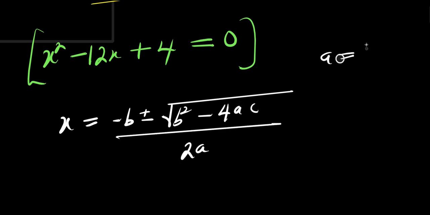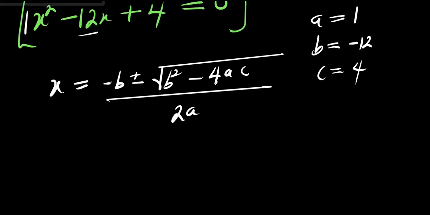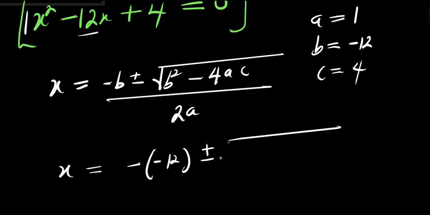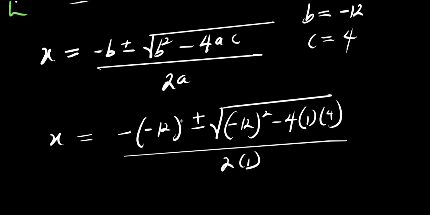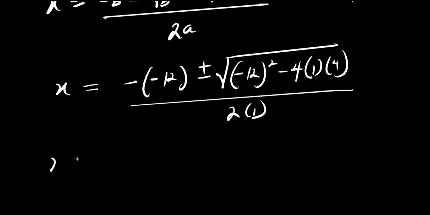a equals 1, the coefficient of x squared. b equals negative 12, which is this. And c equals 4. So from here you have x equals negative b, that is negative times negative 12, plus or minus square root of negative 12 to the power of 2, minus 4 times 1 times 4, divided by 2 times 1, that is 2 times a.